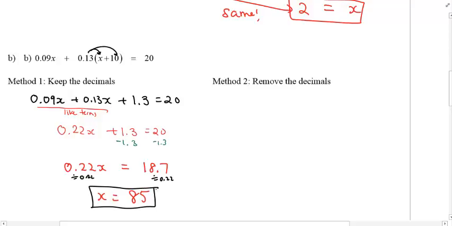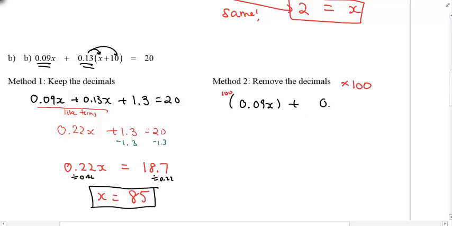Let's do this one more time by removing the decimal. So in this case, notice my decimals are in the 100th place, and that's the only one I have. So I'm going to suggest we multiply by 100. So remember, we're taking every single piece. So let me just write this down here. Times that by 100. Okay?